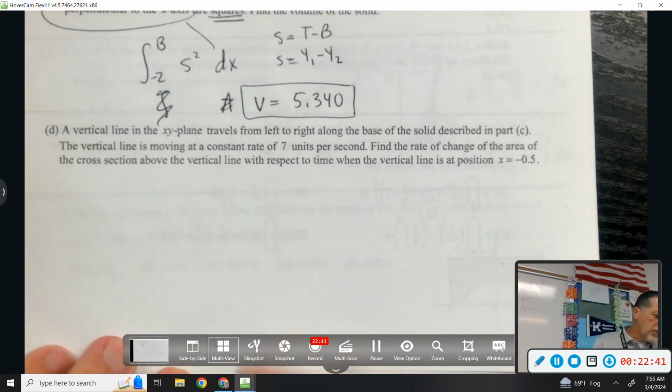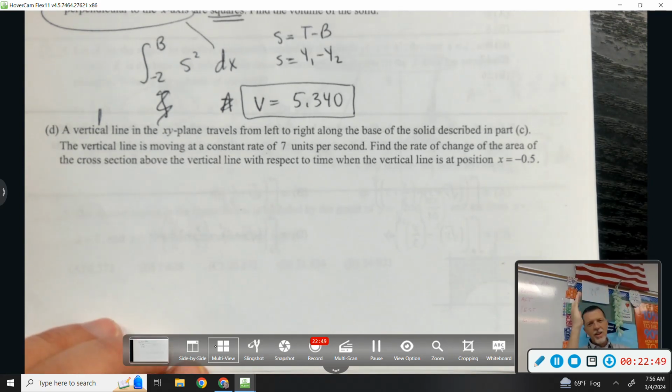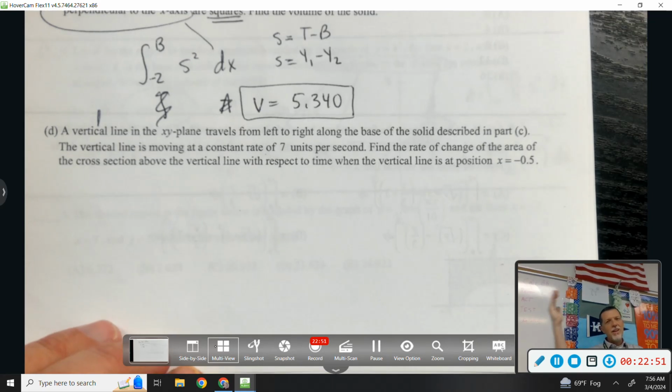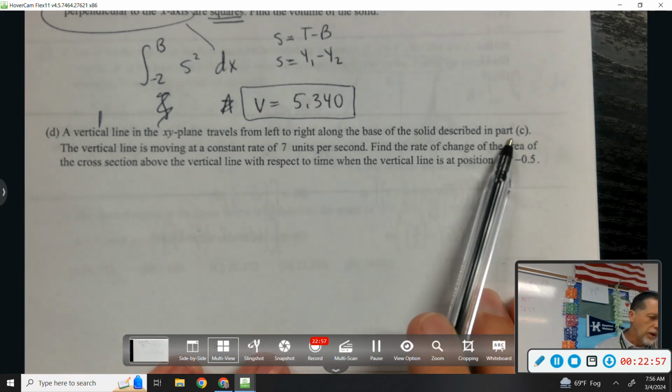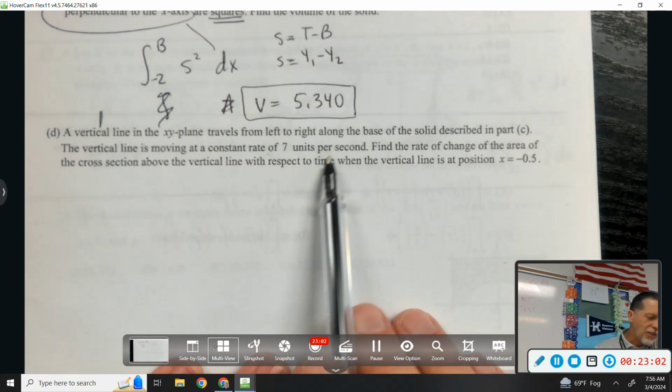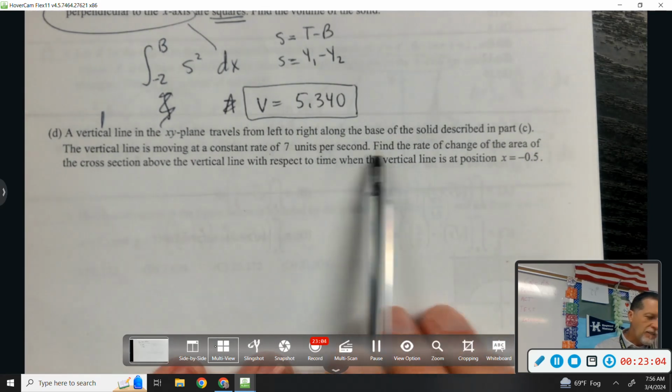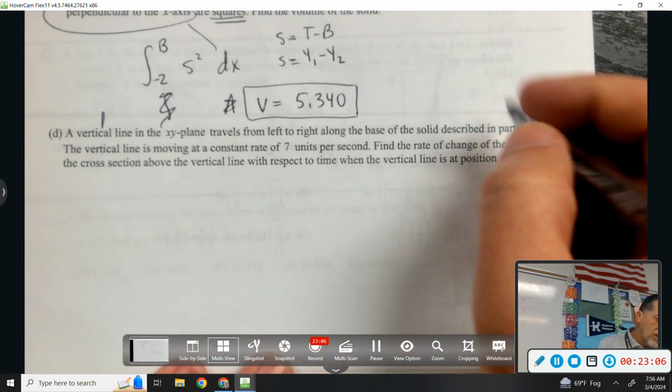A vertical line in the xy plane travels from left to right. Okay, so the line is up and down, but it's moving from left to right along the base of the solid described in part C. The vertical line is moving at a constant rate of 7 units per second. Find the rate of change.